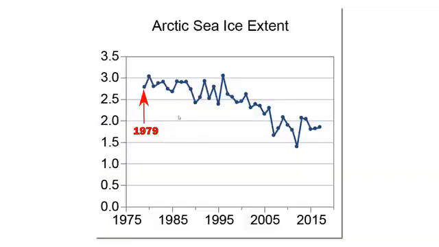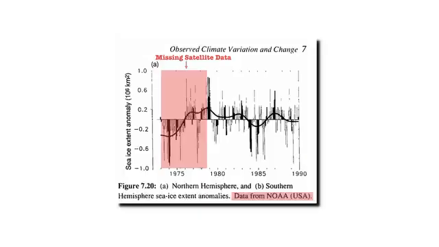Now let's look at the Arctic sea ice extent graph, which starts in 1979. Starting in 1979 makes it look like sea ice extent is decreasing linearly. And now let's look at the data which is being hidden. This graph is from the 1990 Intergovernmental Panel on Climate Change report. It shows Arctic sea ice extent all the way back to the early 1970s. And as you can see, extent was much lower prior to 1979. And 1979 was the peak.